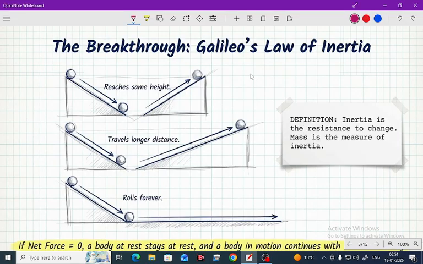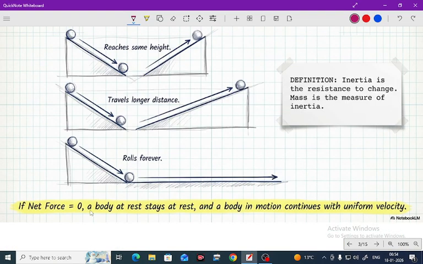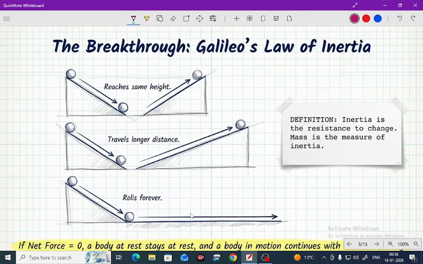The breakthrough: Galileo's law of inertia. Inertia is the resistance to change. Mass is the measure of inertia. You see, a ball going down here reaches the same height, travels a longer distance, and rolls forever. That is, if net force is zero, a body at rest stays at rest and a body in motion continues with uniform velocity.